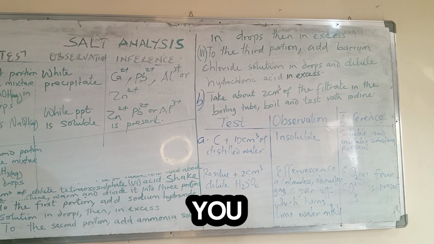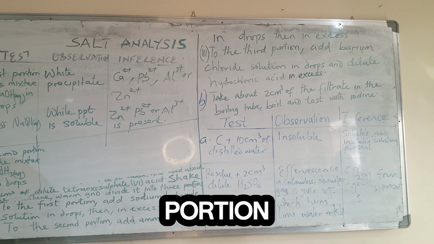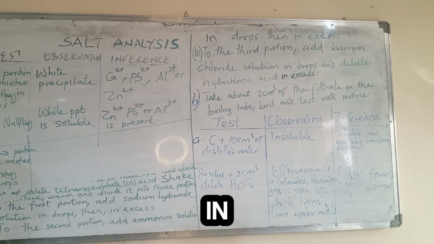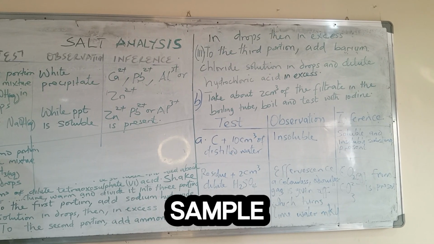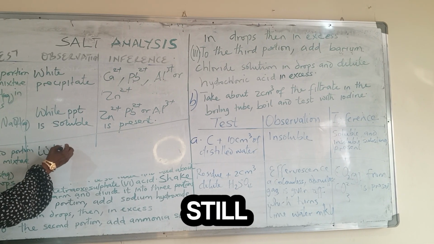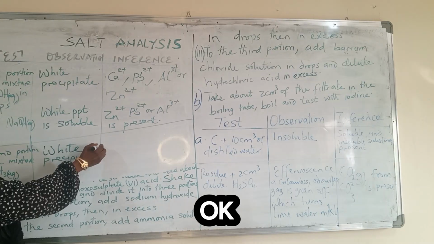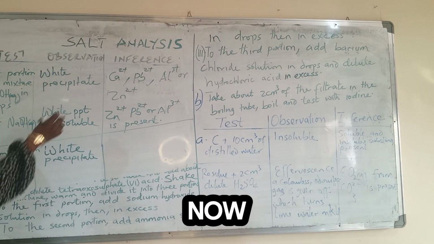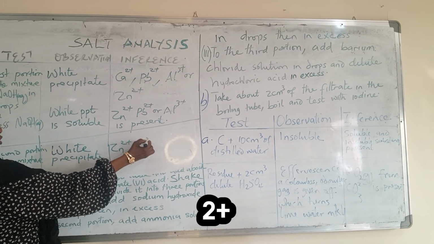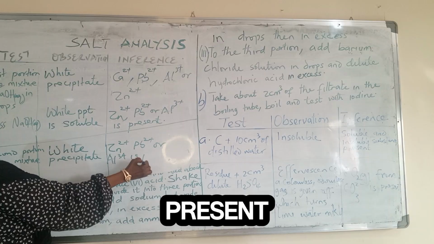So now, what we are left with is to add aqueous ammonia solution to the second portion of the mixture. By the time you add aqueous ammonia solution in drops to the substance given to you, you have a white precipitate. Since it's in drops, it's still a white precipitate. So with this white precipitate, these three salts are present: Zn2+, Pb2+, or Al3+.